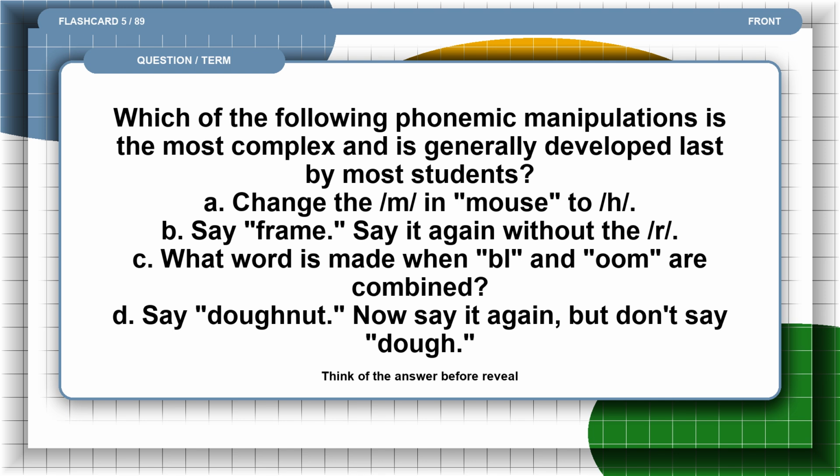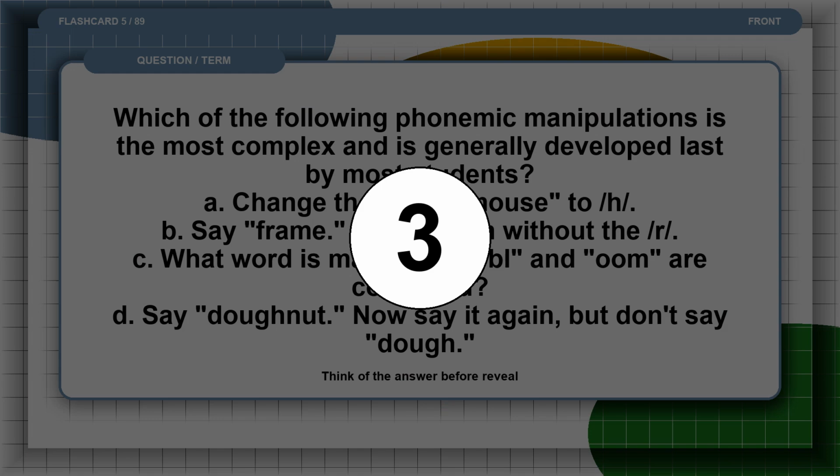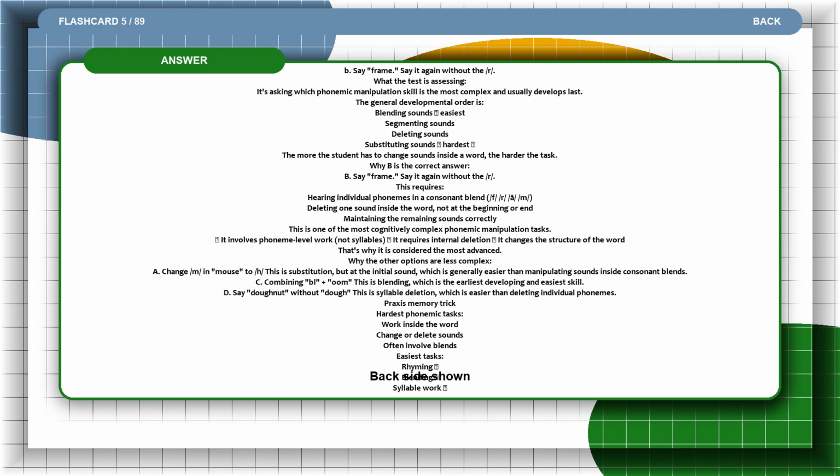Pause and think of the answer before the reveal. The answer is B. Say frame. Say it again without the /r/. What the test is assessing: it's asking which phonemic manipulation skill is the most complex and usually develops last. The general developmental order is blending sounds (easiest), segmenting sounds, deleting sounds, substituting sounds (hardest). The more the student has to change sounds inside a word, the harder the task.